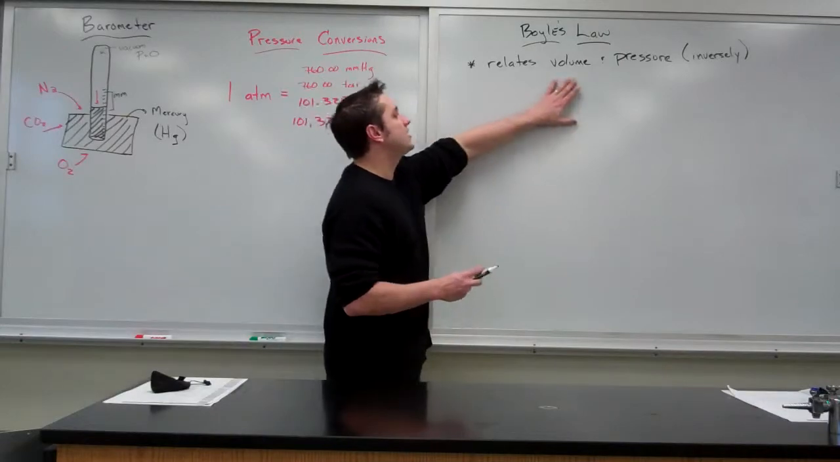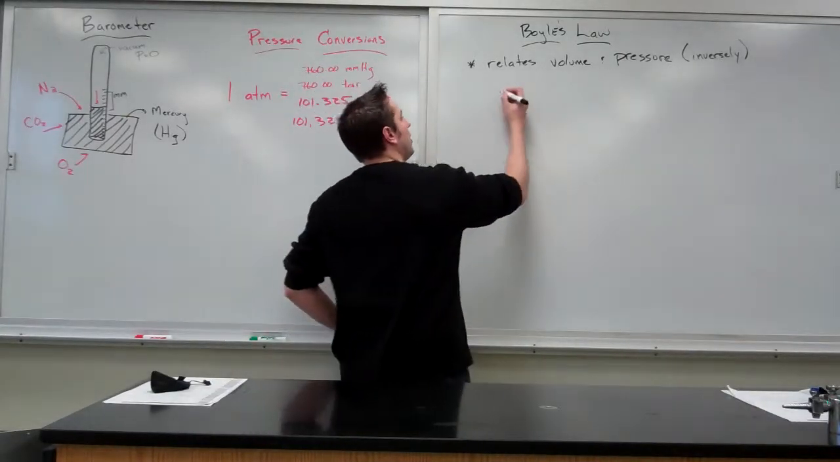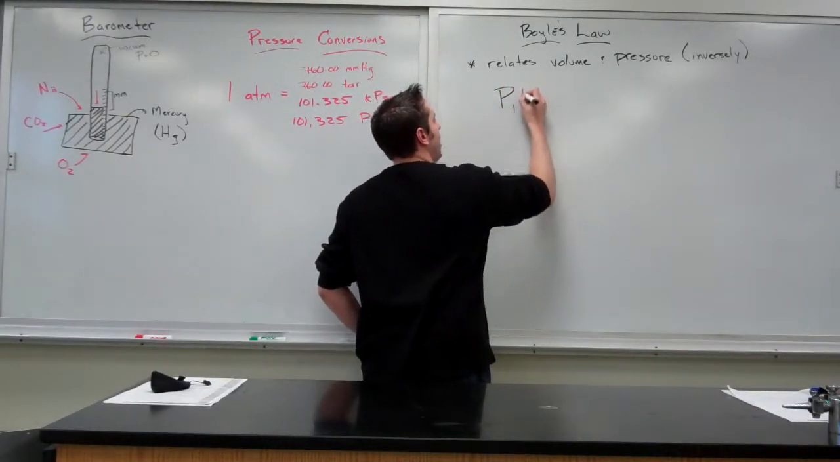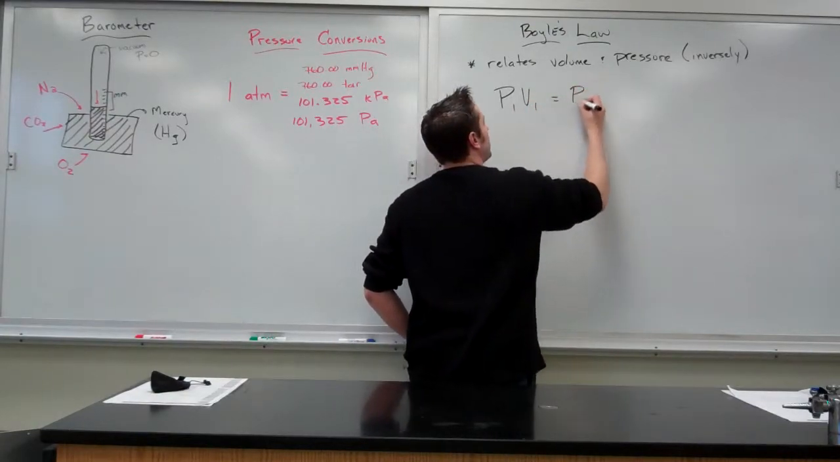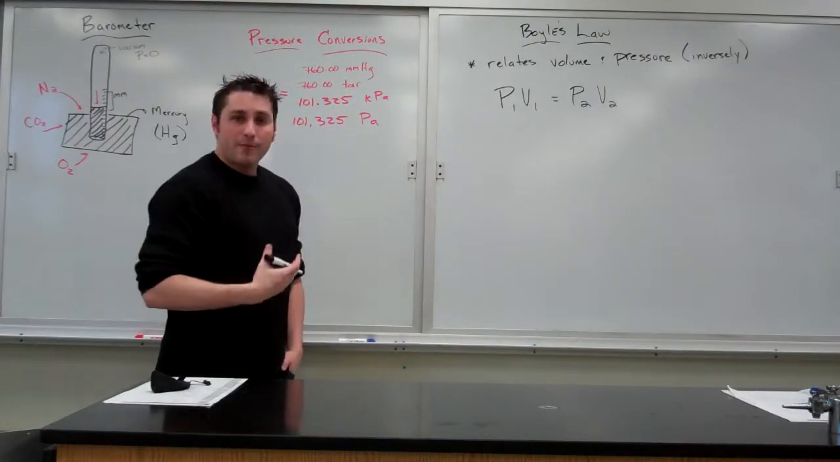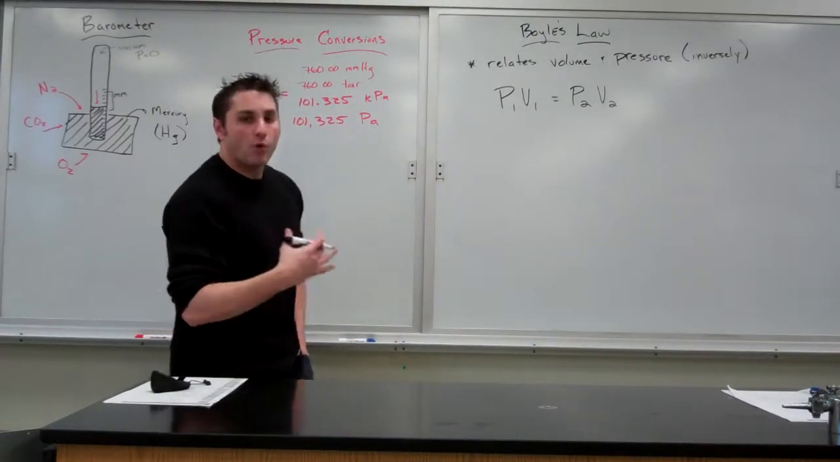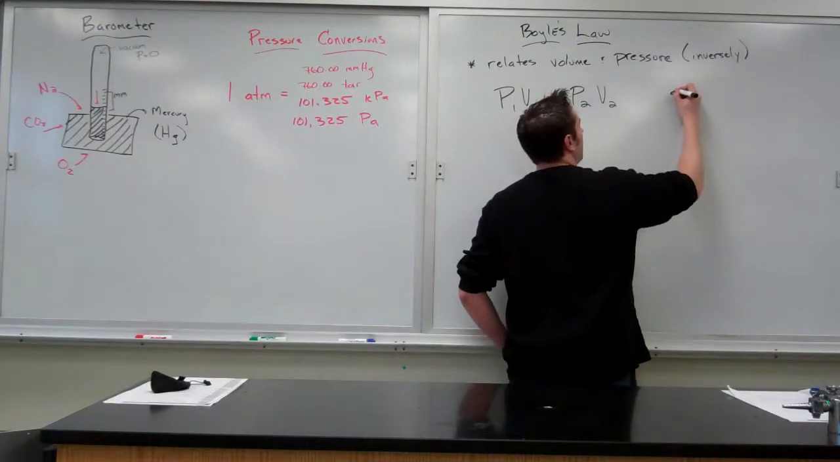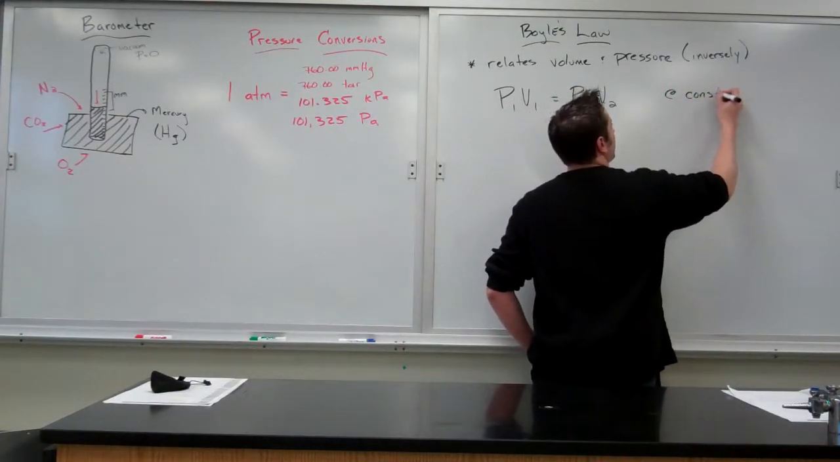Right? Boyle's law relates volume and pressure. How does it do so? Through this equation. P1 V1 equals P2 V2. If you remember from the demonstrations we did, this is only true at constant temperature.